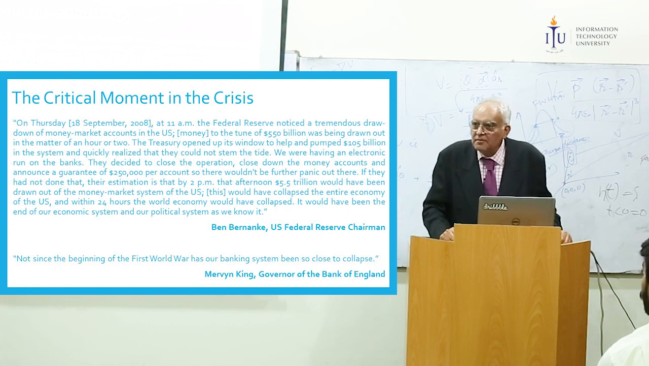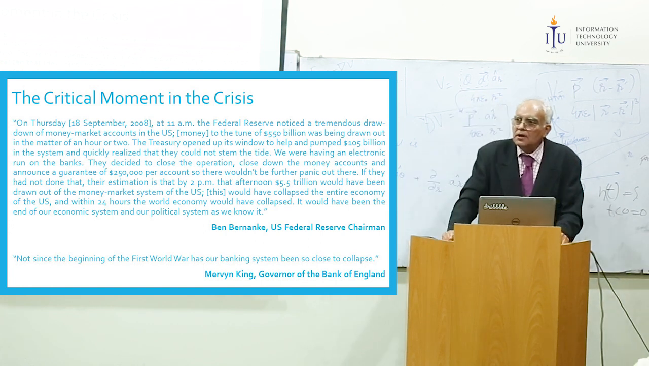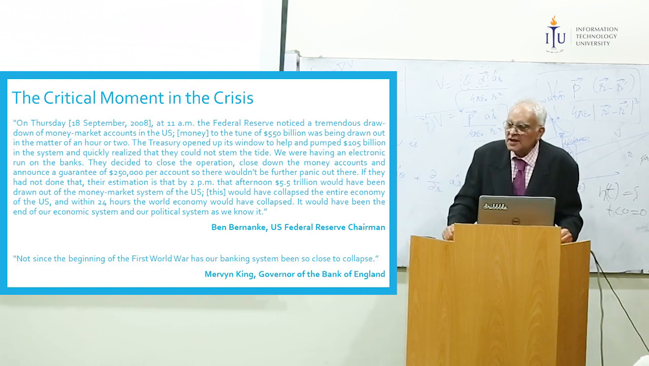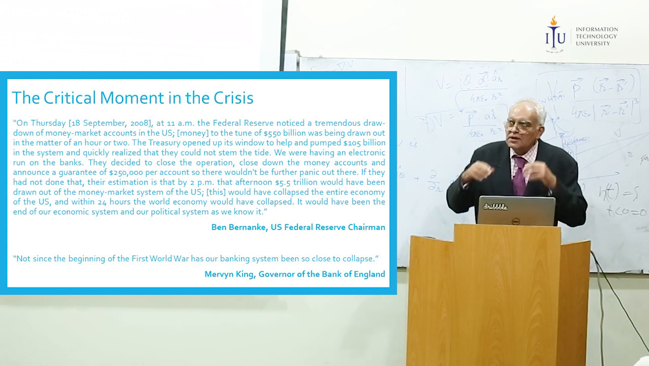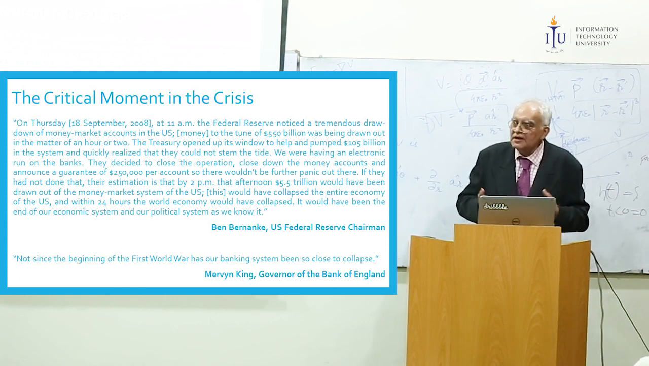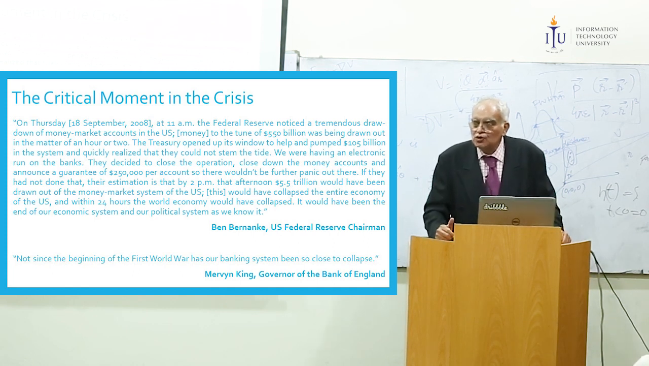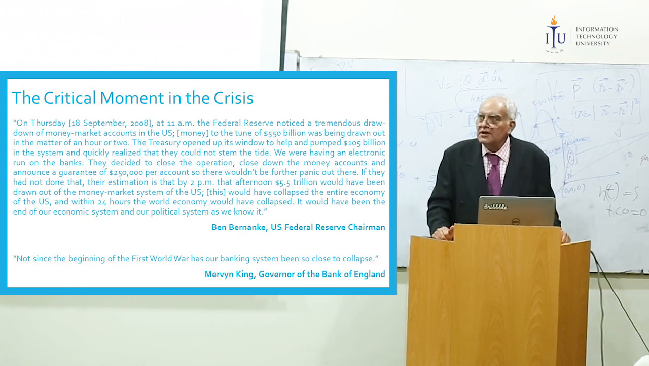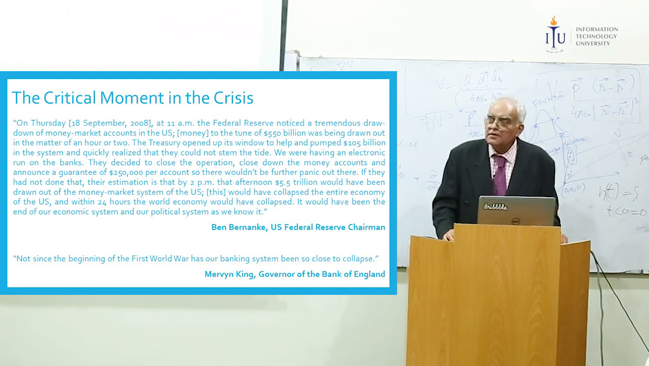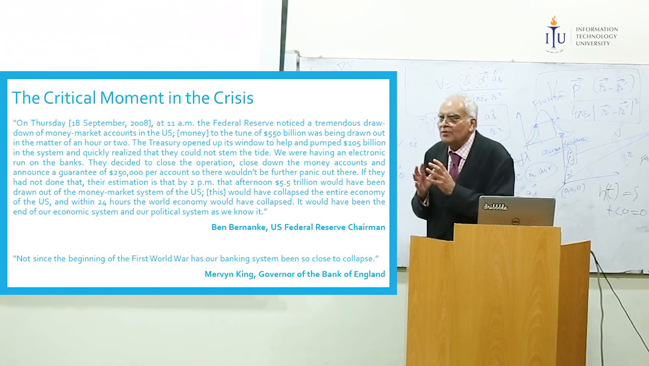Mervyn King, who was a brilliant governor of the Bank of England at that time, had played a major role in stemming that tide once it went beyond the boundaries of the US. And as I said, these money markets and financial systems and capital markets are highly integrated globally. So when the crisis began to occur in the US, Mervyn King quickly sussed out it would happen in England too. And so he took quick measures to prevent a disaster from taking place in England. He says, quote, "Not since the beginning of the First World War has our banking system been so close to collapse," unquote. So here the story ends for the moment.